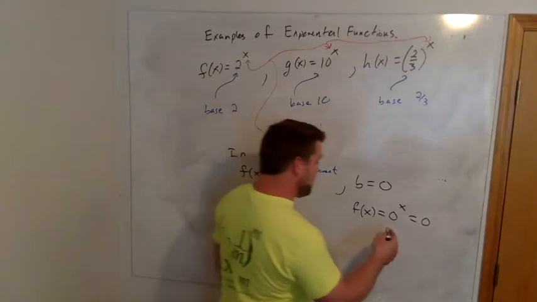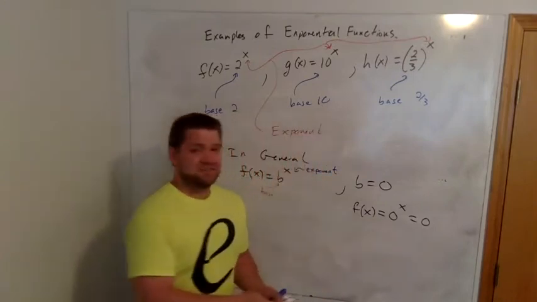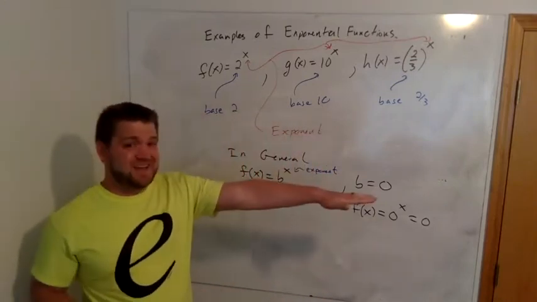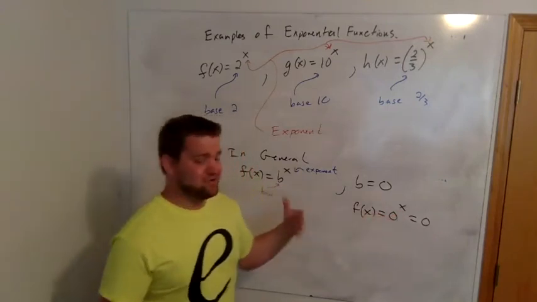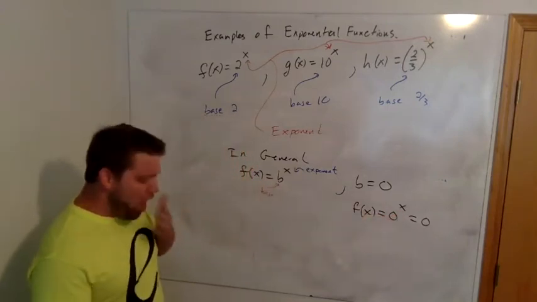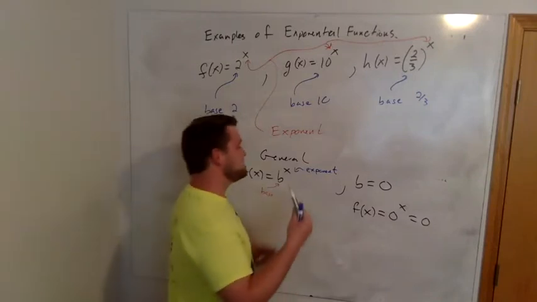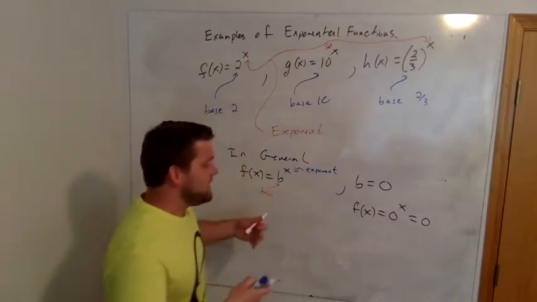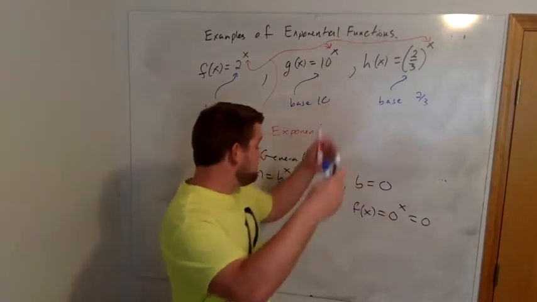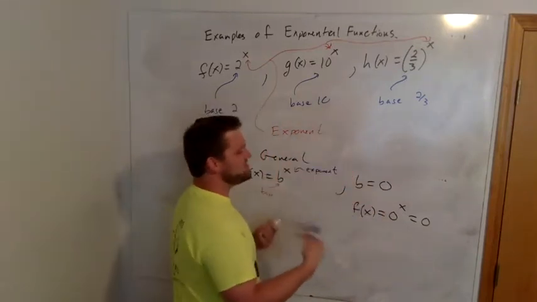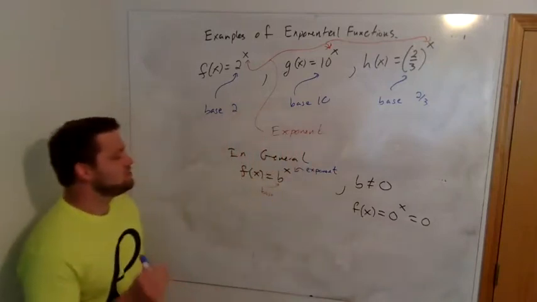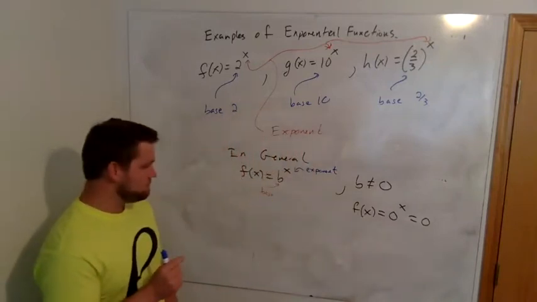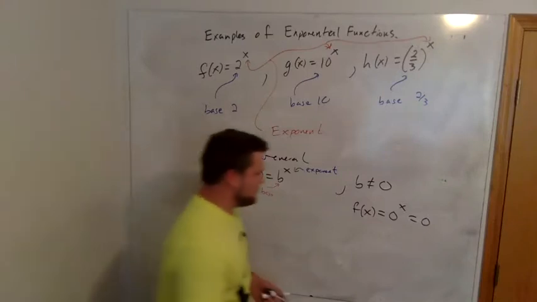If b is 0, we just have the equation f of x equals 0. That's just the x-axis. Any value of x you plug in, you're just going to get an output of 0. This is a yawn fest. This is exponential functions. We want them to behave like something that grows pretty quickly. So having a base of 0 is not of much interest. It's too boring. So for exponential functions, we make the condition that the base cannot be 0.